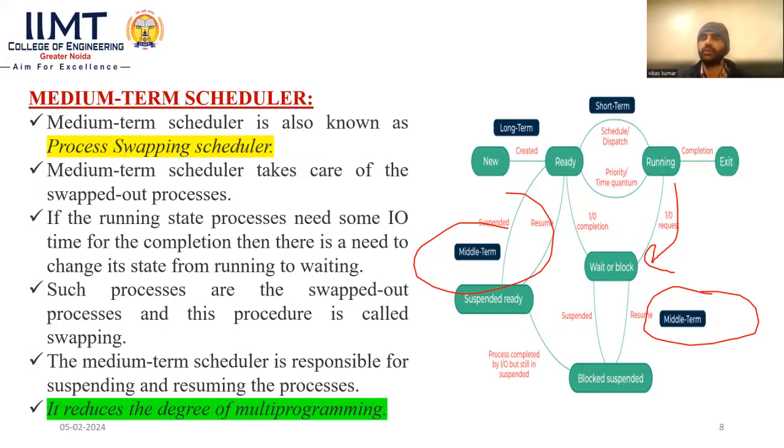We discussed the types of schedulers and the process state cycle. In future lectures we will discuss the scheduling algorithms, how the scheduling algorithms are used by the schedulers, how they work, and the working principles of all those scheduling algorithms.